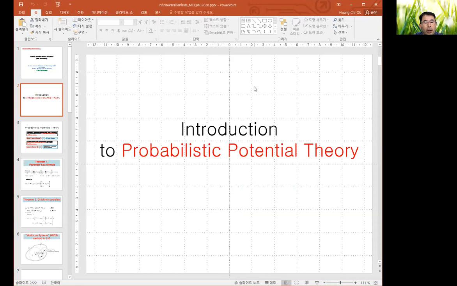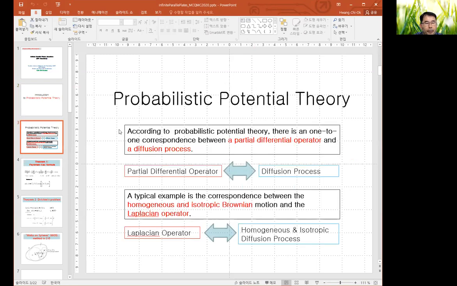Let me first introduce probabilistic potential theory, because my whole research is based on it. If you understand this, that will help you better understand my talk. According to probabilistic potential theory, there is a one-to-one correspondence between a partial differential operator and a diffusion process. A typical example is the correspondence between the homogeneous and isotropic Brownian motion and the Laplacian operator.